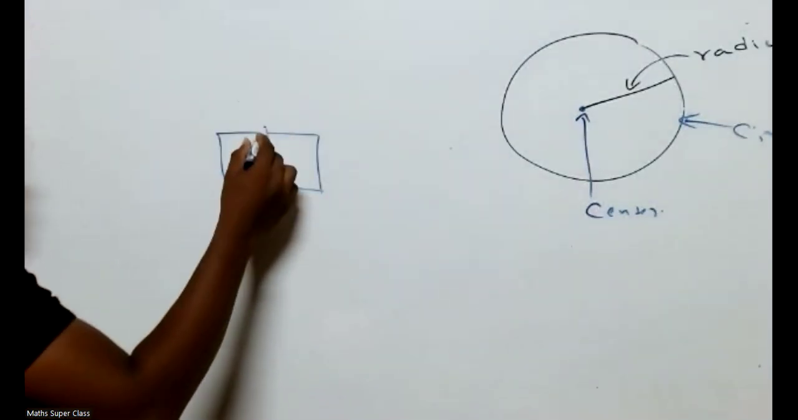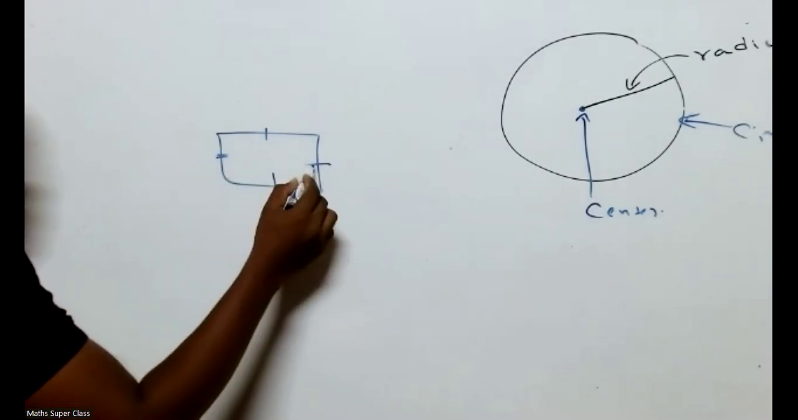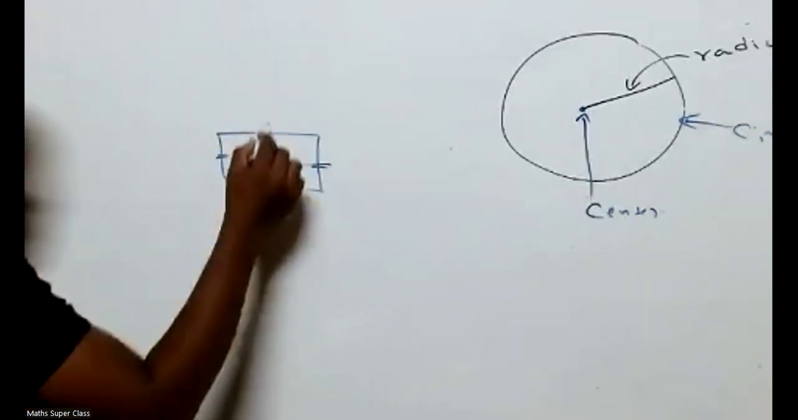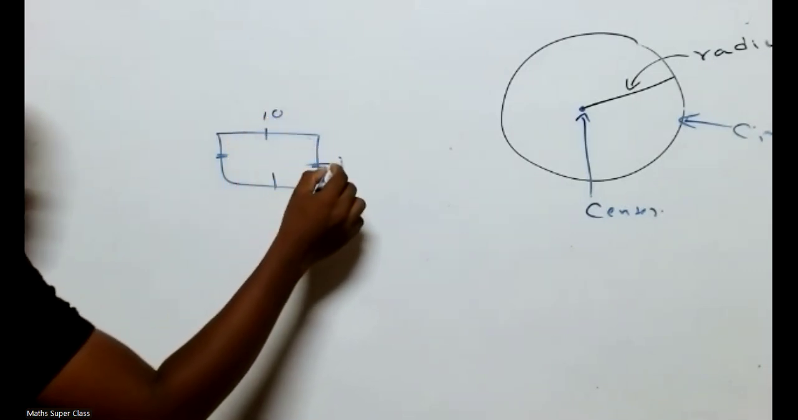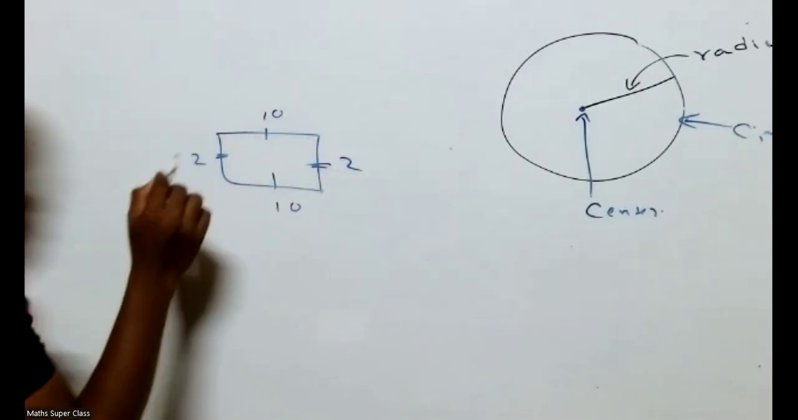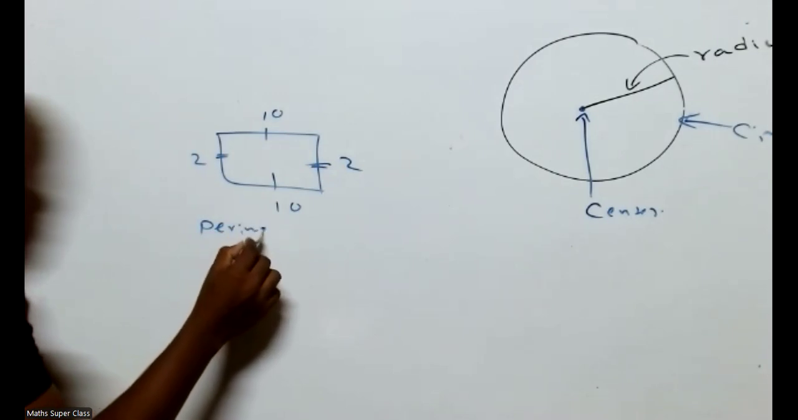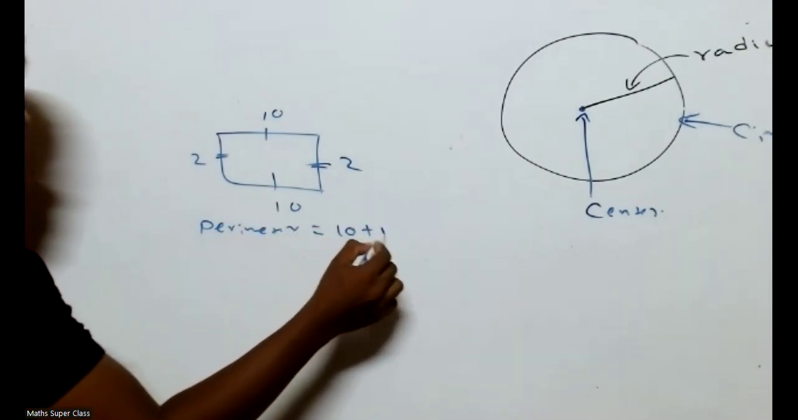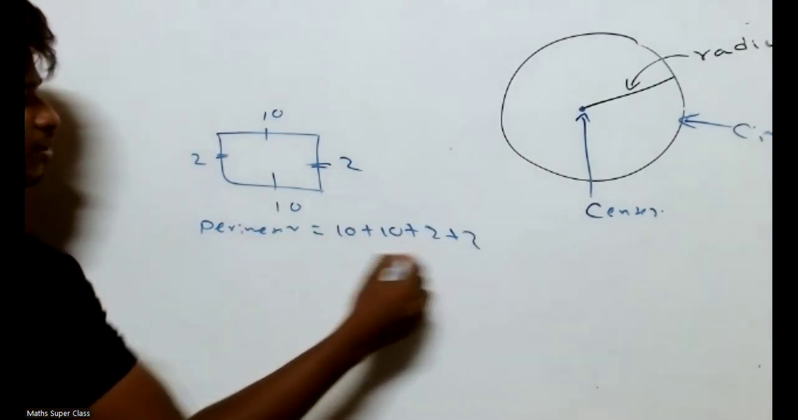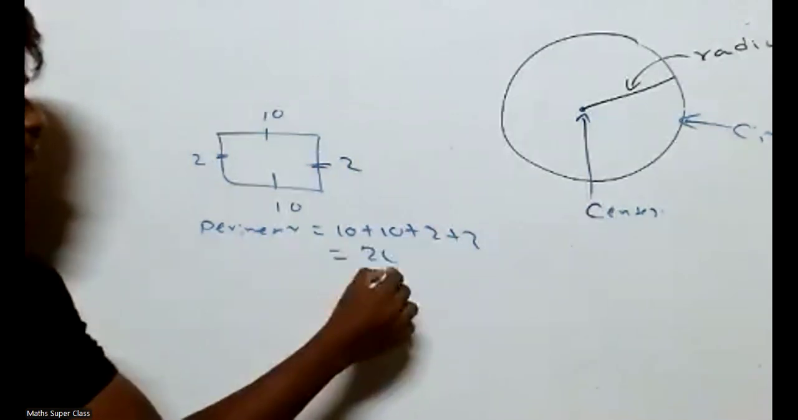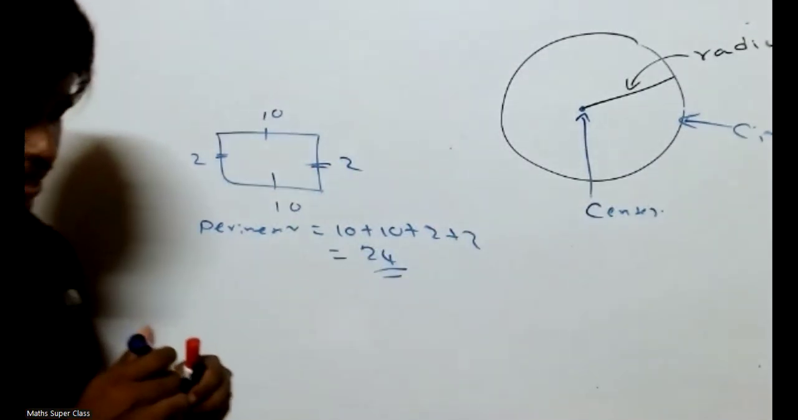this is the perimeter. If this is 10 and this is 2, this is also 10 and this is 2. The perimeter means 10 plus 10 plus 2 plus 2, which is 24.